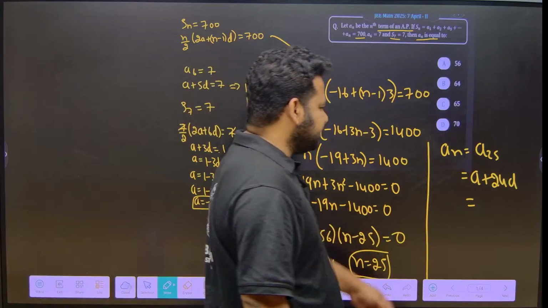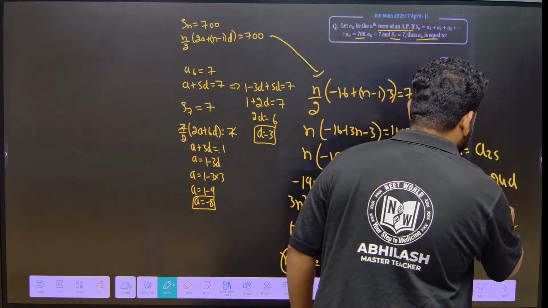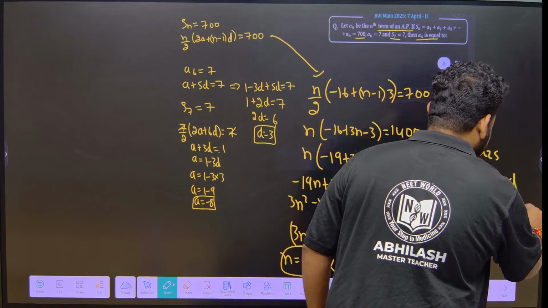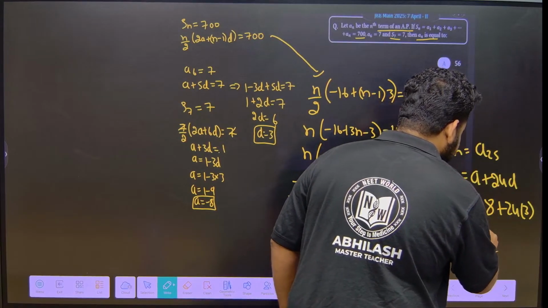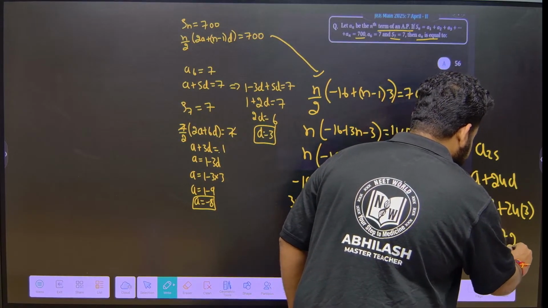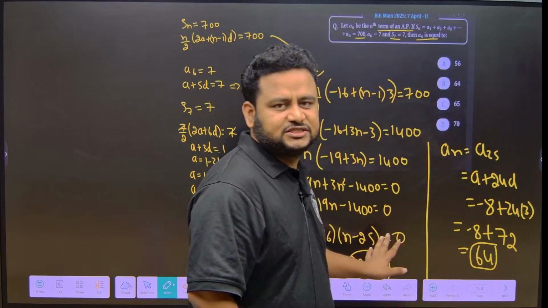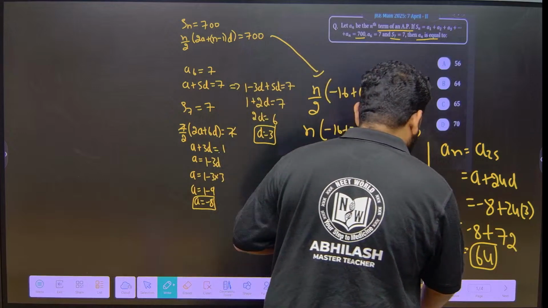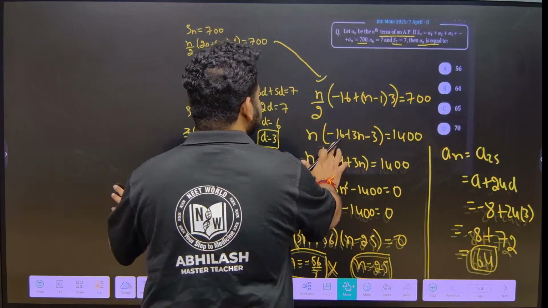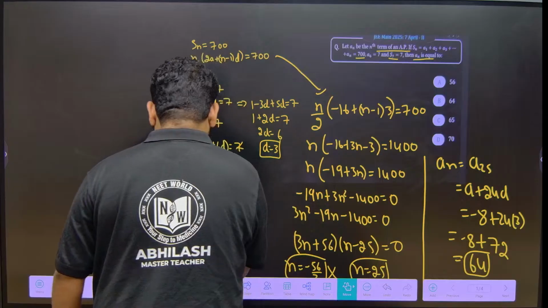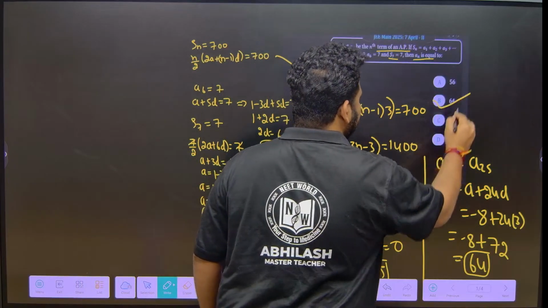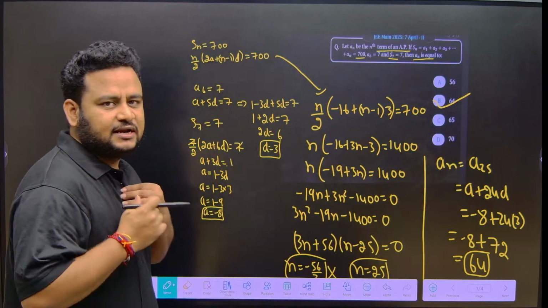Then a is minus 8 plus 24 into 3. 24 into 3 gives us minus 8 plus 72, which is nothing but equal to 64. So which is the option? Let us have a look at the options. 64 is option B, which is the right answer to this question.